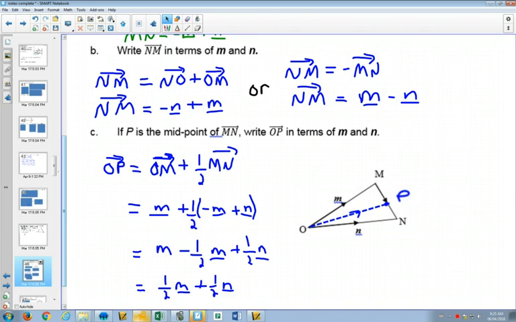So now drawing that out, what does it mean to go half in the direction of m? That would be going halfway here. And half in the direction n would be taking this n vector and doing half of it, and sure enough, you end at the point P.